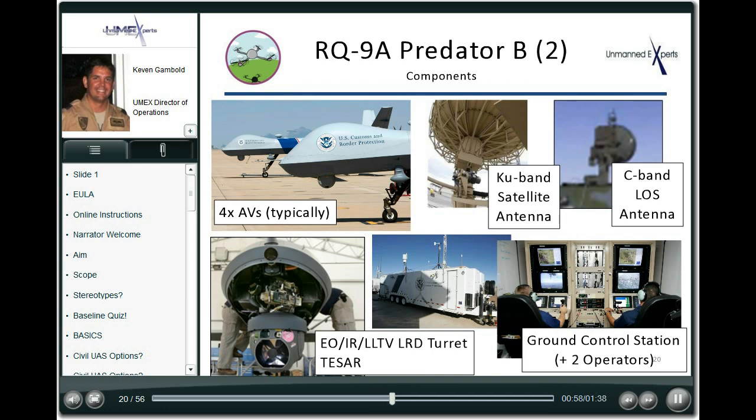It has a number of data links. Top right, the C-band line of sight antenna is used for close-in work and takeoff and landing. And then it has a Ku-band satellite antenna, which is an enormous piece of kit that allows you to take it beyond line of sight. Then you'll get the big box that it's all kept in, the ground control station. In that, you can see a fairly typical set of racks. You have a pilot and a sensor operator in there, and we'll look closer at the racks during the components phase of the brief.